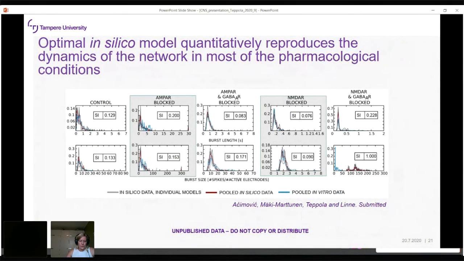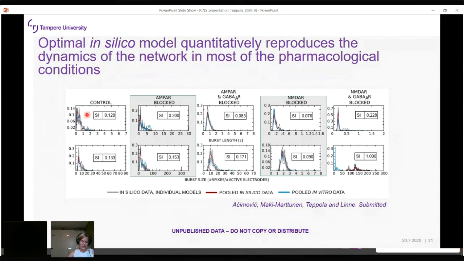Here I'm going to show you the obtained result from in silico study. So we constructed the separate neuronal network model to each of the 5 experimental conditions: control, AMPA blocked, AMPA and kappa blocked, NMDA blocked, NMDA and kappa blocked. So each of the column is assigned to different pharmacological condition, showing model fitting precision for the selected burst measures, which are distribution of burst length and size. The blue line is the distribution computed from the experimental data, and the red line represents the pooled in silico data obtained from repetition of the model fitting.